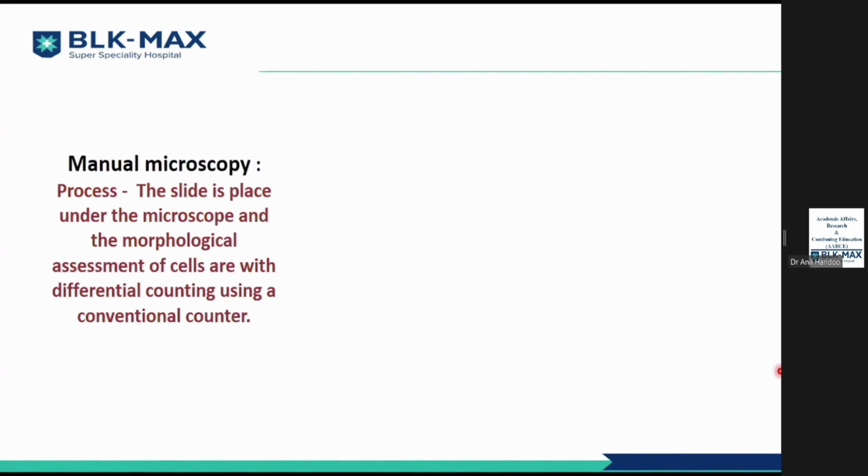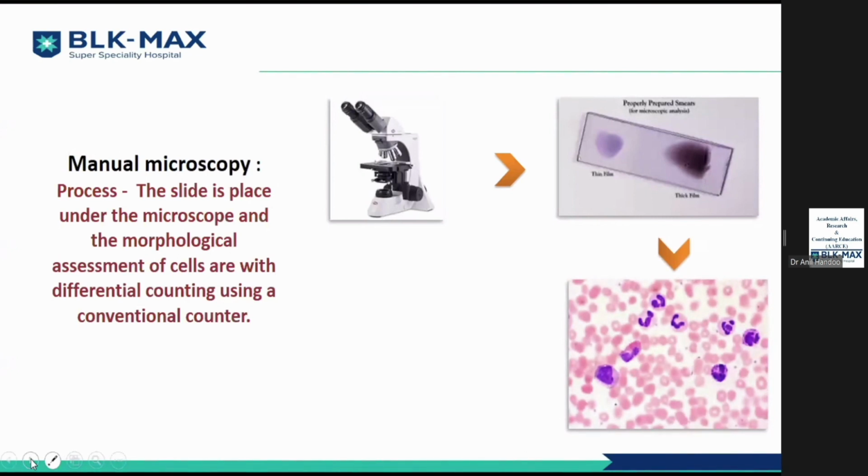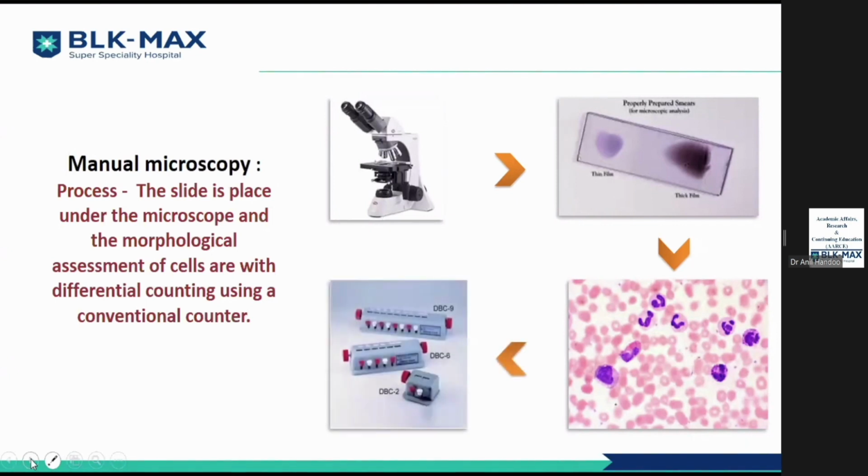When you do manual microscopy, you place the slide onto the microscope, and on the microscope, you place a peripheral smear, and then you review the peripheral smear. You look at various cells, whether it's the WBCs, the RBCs, and the platelets. And you also obviously have different types of counters.